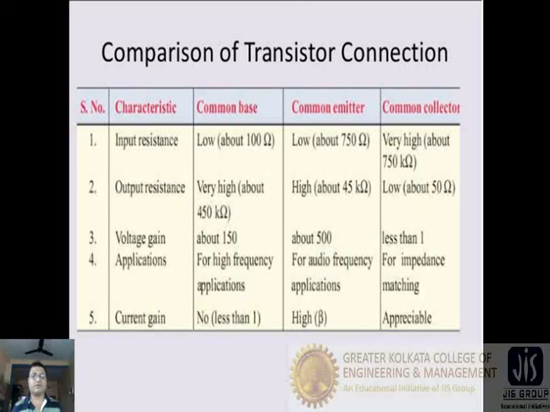In common base configuration, there will be no current gain. In case of common emitter configuration, there is a huge current gain, and in case of common collector configuration, the current gain is appreciable. So in this way we can differentiate between the common base, common emitter, and common collector configuration of BJT.